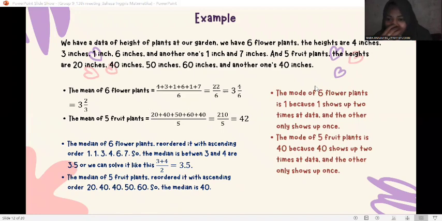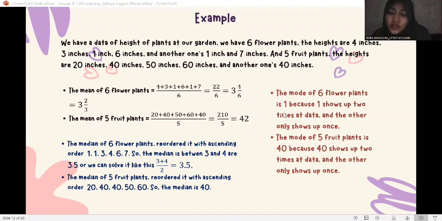Next is the mode of 6 flower plants, which is 1, because 1 showed up 2 times in the data and the others showed up only once. So because this is 4, 3, 1, 1, 6, 7, the mode is 1, since 1 shows up twice.